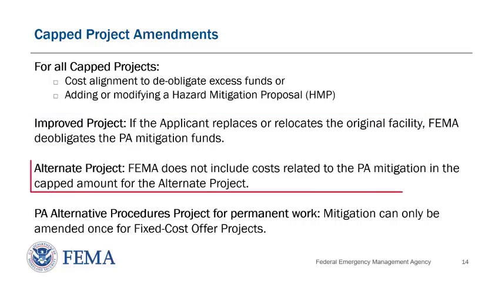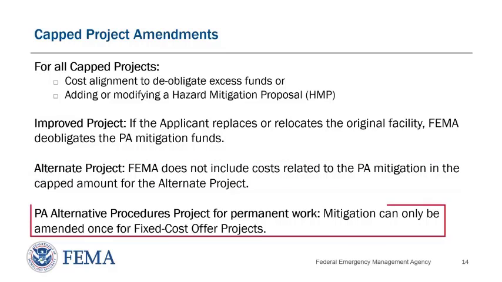For an alternate project, if the scope of work to restore a facility includes PA mitigation and the applicant elects to proceed with an alternate project, FEMA does not include costs related to the PA mitigation in the capped amount for the alternate project.